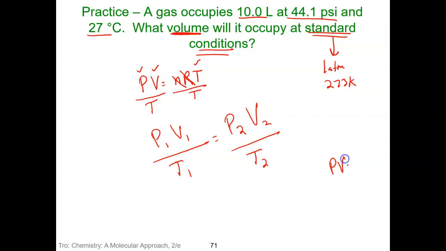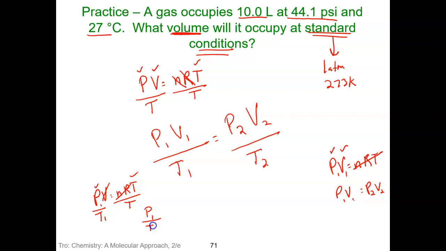Let's just say it was just P's and V's. You cross this out, and then you mirror it to the other side. P1 V1 equals P2 V2. Or let's say it was only P's and T's. Cross everything out, put everything on the left side, and then mirror it to the other side. See, you don't need to memorize any of those equations. All you need to know is PV equals nRT.